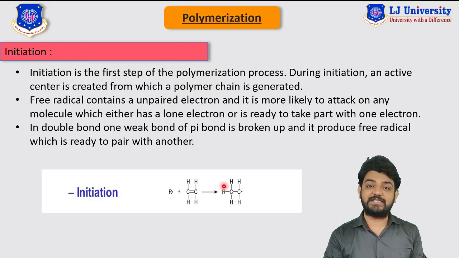So the electron was initially at the R position, but after this particular reaction, this free electron is shifted from this R to the last atom on this polymer chain. Here you can see that. So this is what we call the initiation process.